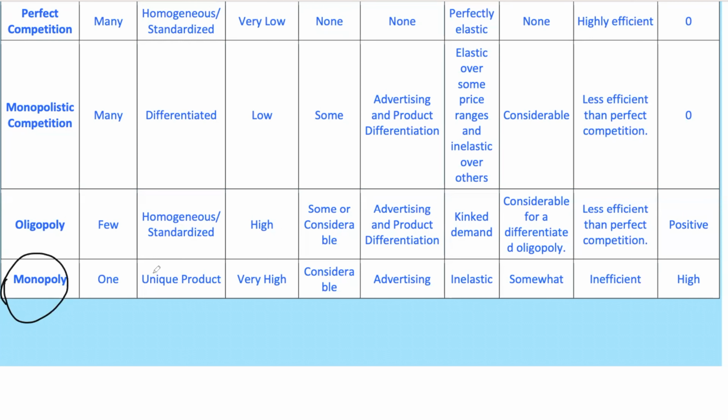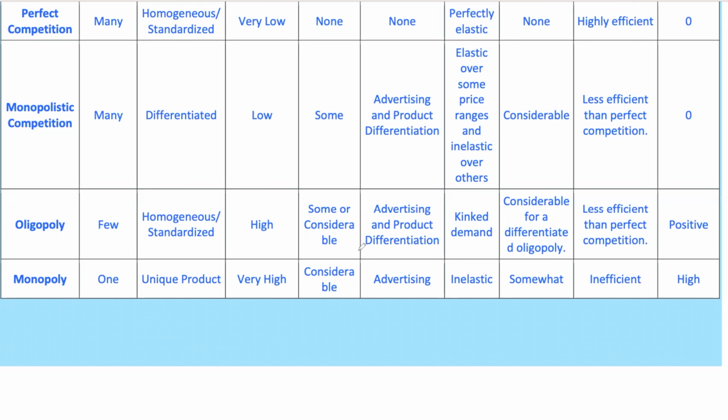Fourth is monopoly. One seller, unique product, very high entry barriers, considerable pricing power. The monopolist can set prices as it wishes but must consider the demand curve. Utility companies, like those providing water or electricity, often operate as monopolies in certain regions because it's not practical to have multiple providers. The structure of a market is shaped by several key factors.